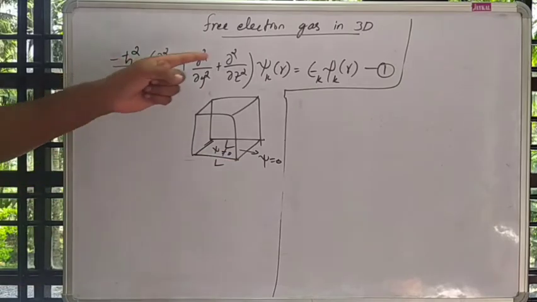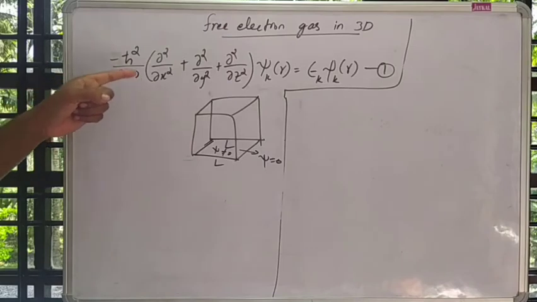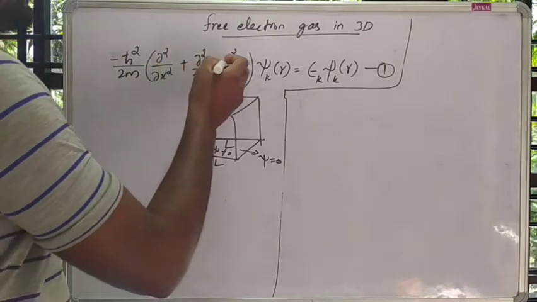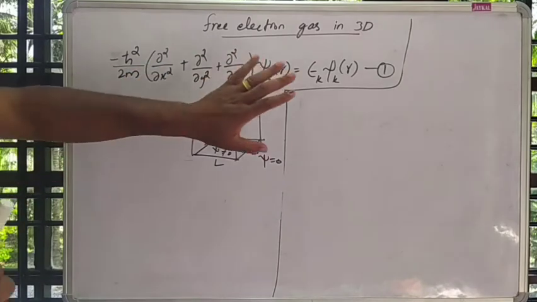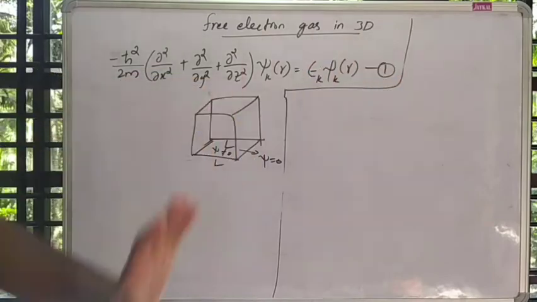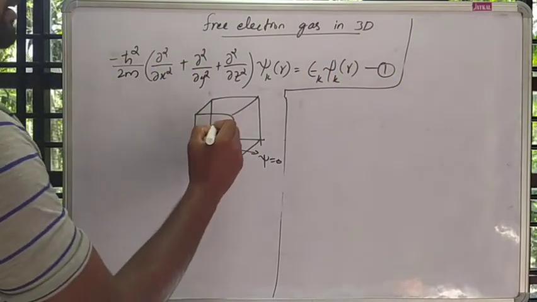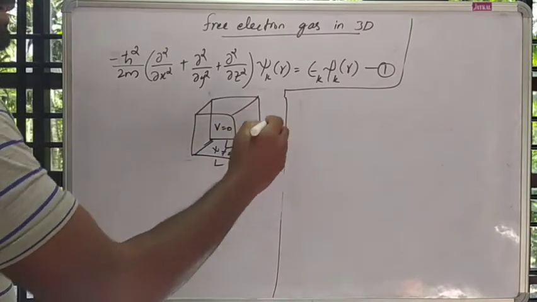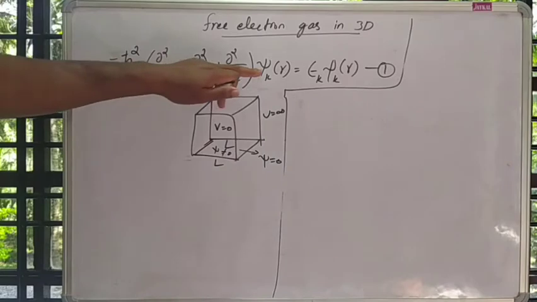This is the Schrodinger equation for the 3-dimensional free electron gas: minus h bar squared over 2m, times dou squared over dou x squared plus dou squared over dou y squared plus dou squared over dou z squared, acting on psi k of r, is equal to E k psi k of r. The potential inside is equal to 0, and outside we are considering it as infinity. So our Schrodinger equation becomes like this.